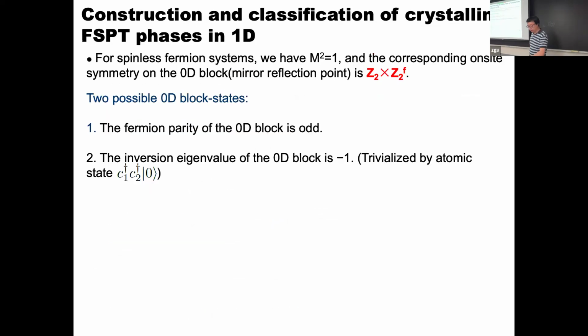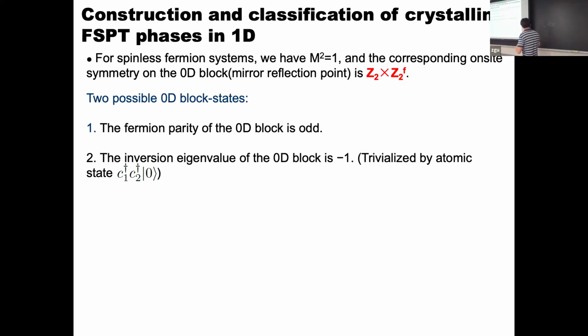Okay. So now let me give you a very simple example for a 1+1D fermion system. We want to do this kind of exercise again. So we think about a spinless fermion system first. Then we again think about the mirror reflection with m squared equal to +1. That's the simplest example. Now you can see the group structure is basically just Z2 tensor product Z2F, which means there's no omega 2 extension, right?